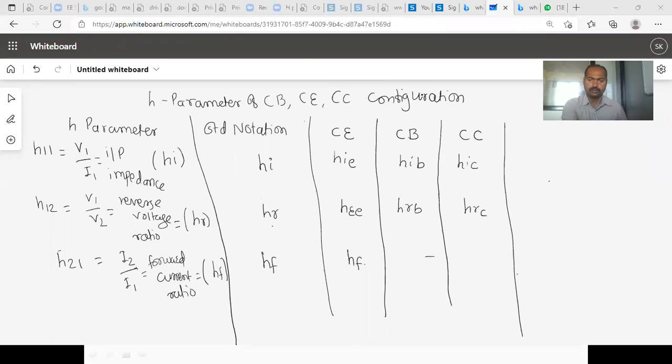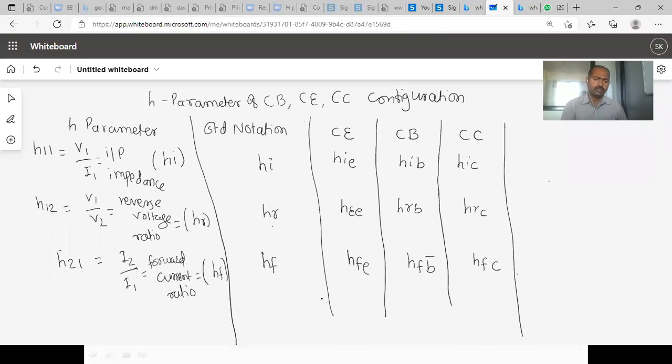Yes sir. Okay, okay. In this case, it is HF because HF is common, since it is the forward current with respect to the emitter. That's why it is HFE. With respect to base, it is HFB. With respect to collector, it is HFC.